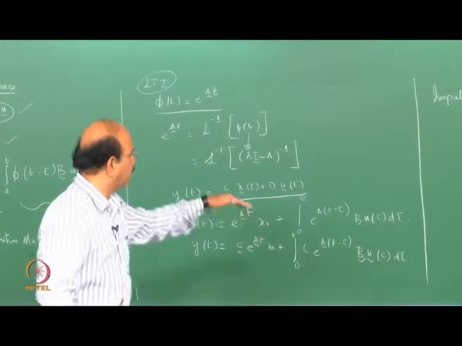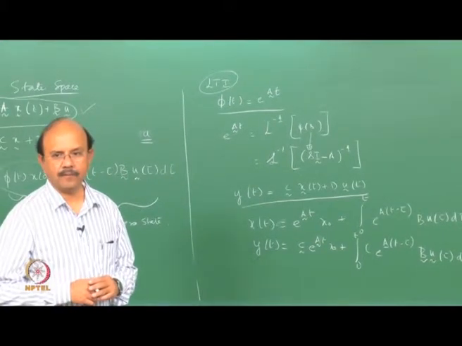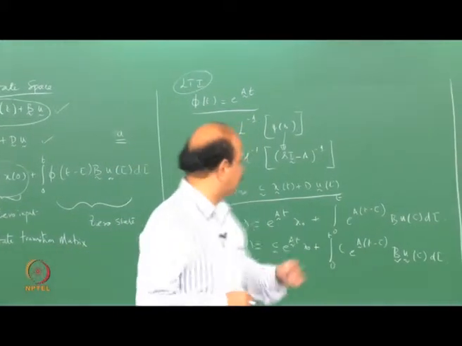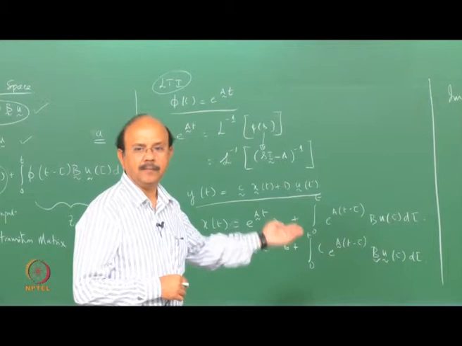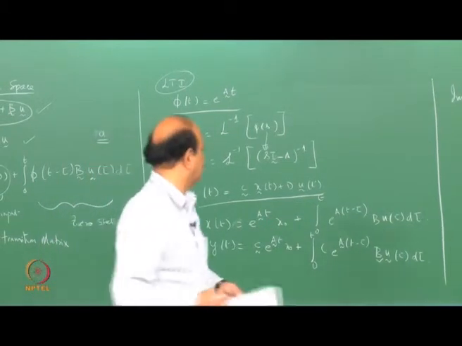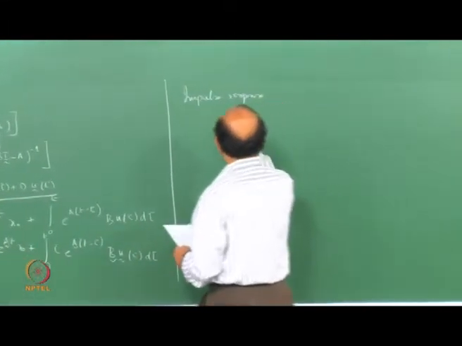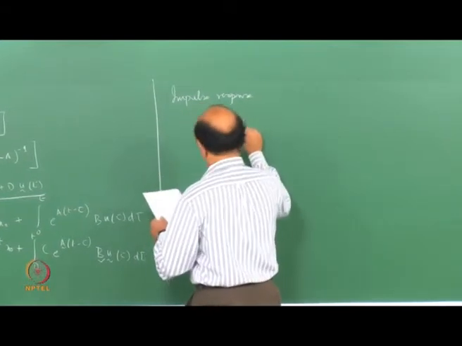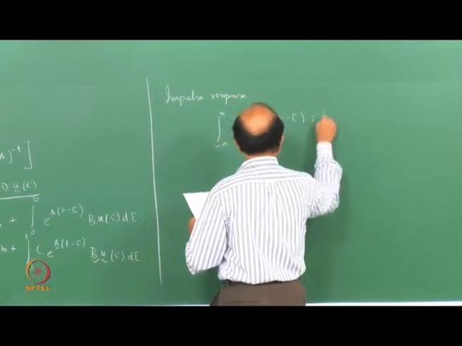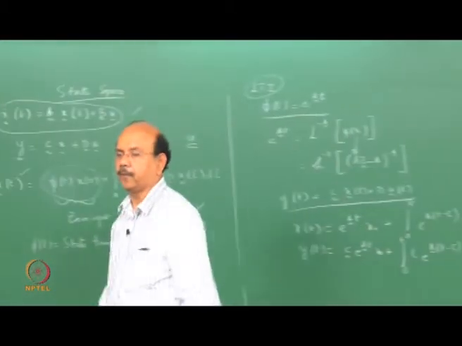Okay. Now I want to find out what is the impulse response of the system. So how do I find it? What is the input now? The input is the impulse. I'm not going to derive it completely. I'm just going to write down only the shifting property, which all of you know: phi of t delta of t minus tau is equal to phi of t. This is because of the shifting property.